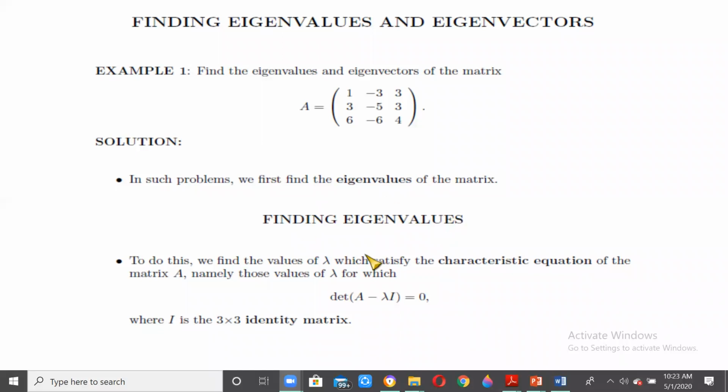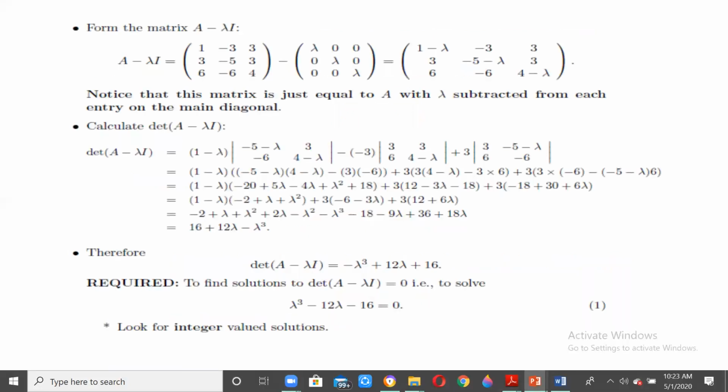The way to do that will be to find the determinant of A minus lambda I equal to 0, where I is a 3 by 3 identity matrix. So to do that, we should find out what A minus lambda I is. We write A over here, and the lambda you multiply with I, and you'll get the diagonal matrix with lambdas in the diagonal positions, and then you just subtract it, and you'll get something like this.